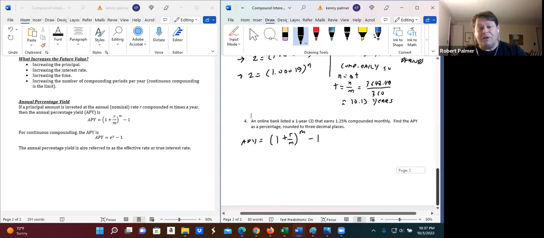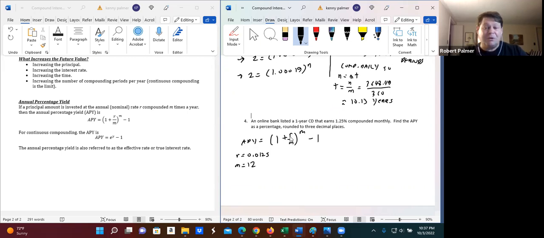So now we need to figure out what everything is. Of course, the interest rate is 1.25%, so our R is going to be 0.0125. Change that to a decimal, and don't round that off. Our M, since it's compounded monthly, is 12. Those are the only variables on this side, because that's the only thing that really affects your annual percentage yield. So this is just a way of comparing different rates at different compounding periods.